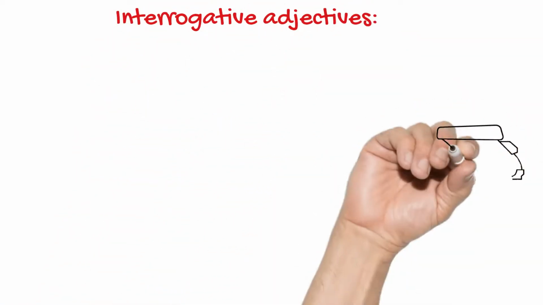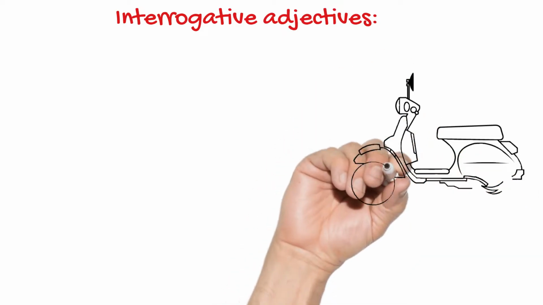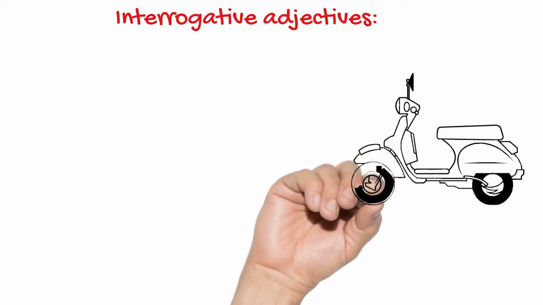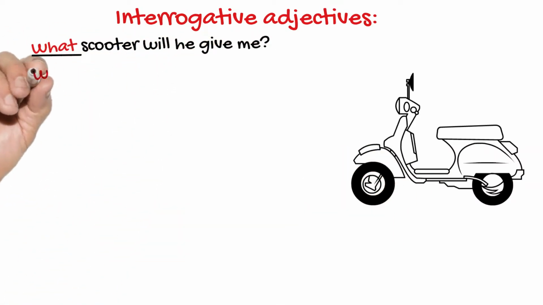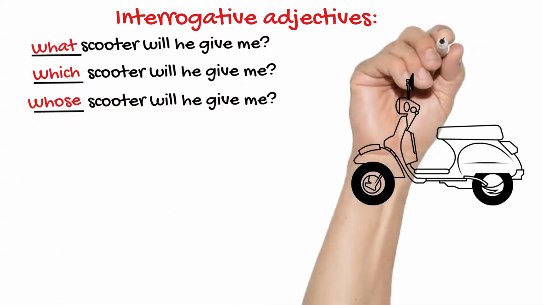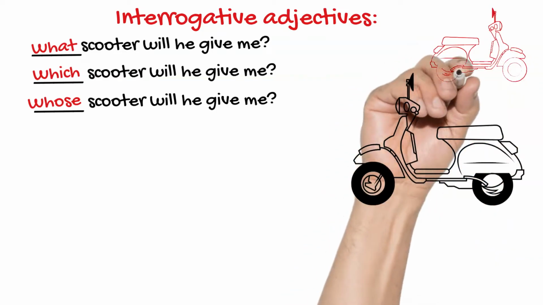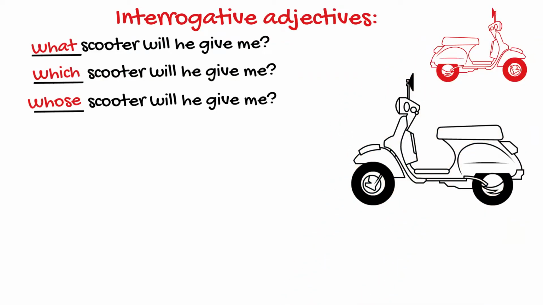Interrogative adjectives. It is a word that acts like an adjective and asks a question simultaneously. Let us see all the interrogative adjectives of English with a few examples. What scooter will he give me? Which scooter will he give me? Whose scooter will he give me? Aren't the words what, which and whose describing the preceding noun scooter in these examples? Please note, had these question words not come before the word scooter, we would have categorized them as personal pronouns.